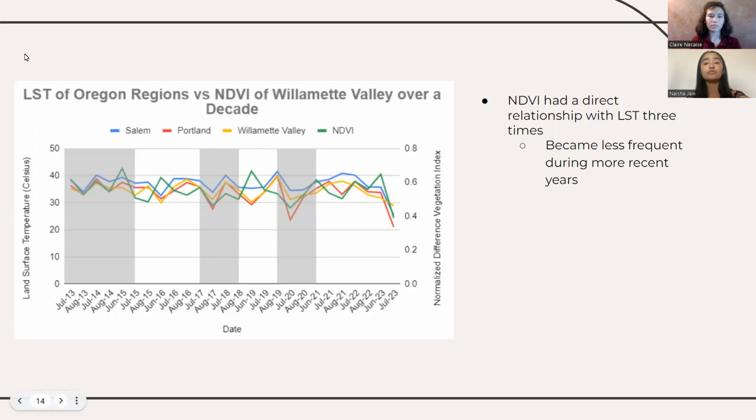Our final graph illustrates both variables over time. As depicted in these gray regions, in the past, the NDVI had longer spans of direct relationships with the LST values. As we progress towards modern day, this direct relationship has become weaker.